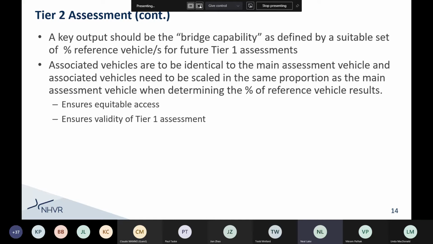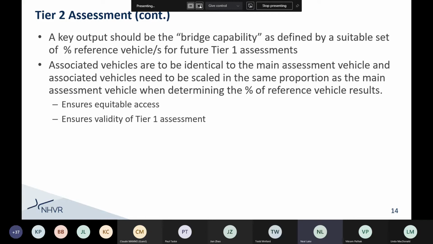So when we undertake a Tier 2 assessment, obviously we could do a Tier 2 assessment on a particular vehicle that wants access to a structure. But there are a number of issues with doing that. First of all, obviously, the Tier 2 assessment is extremely expensive, so we can't rate every structure, and we can't rate every vehicle that wants access.